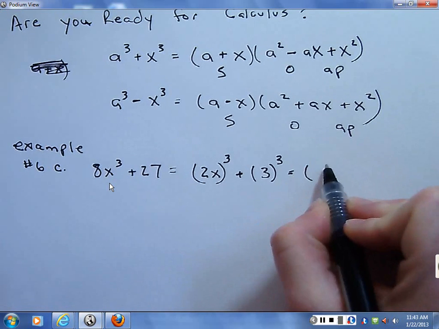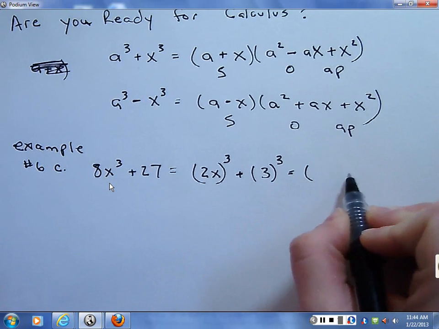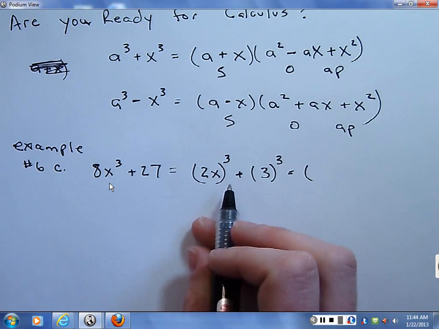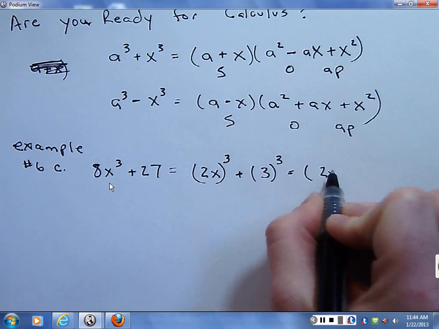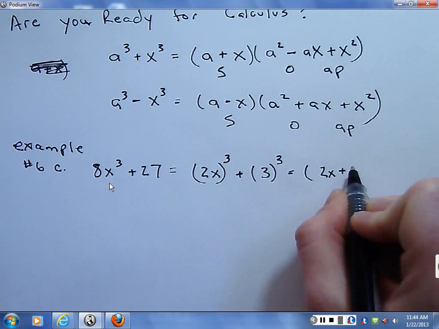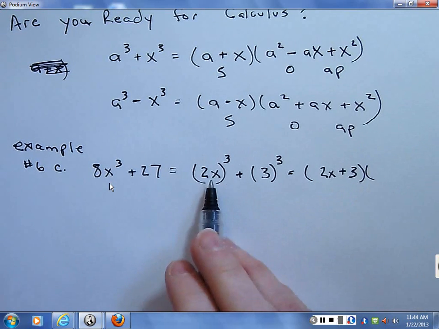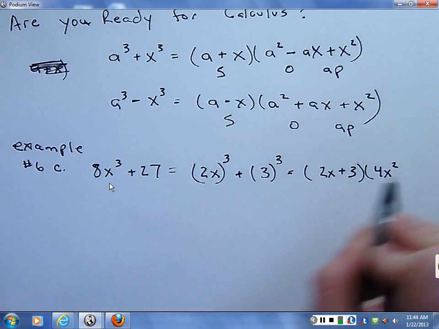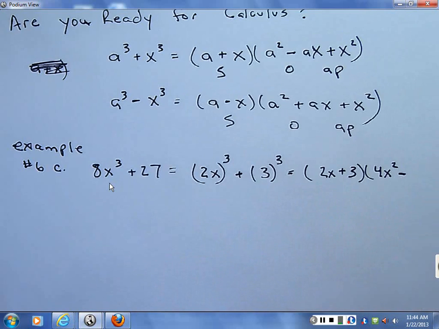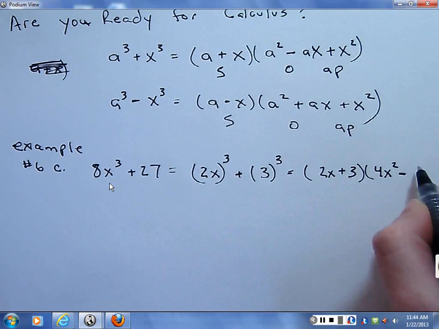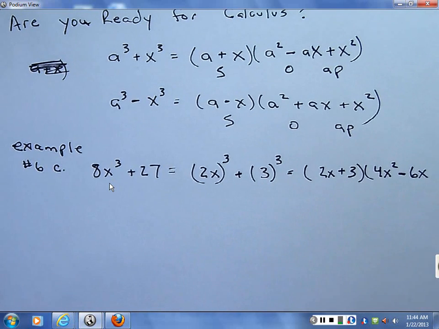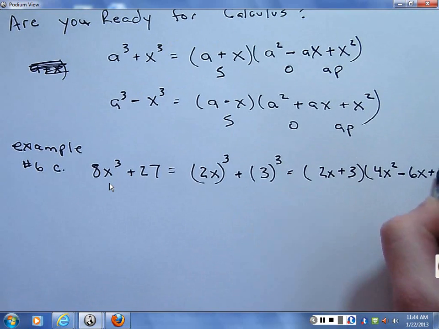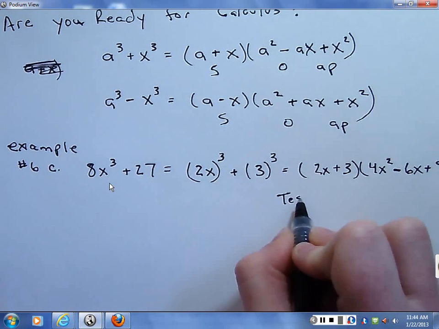So then, how would I factor this? What would I have here? Would I have 2x plus 3 or 2x minus 3? Plus, right, because same. So I have 2x plus 3. So then I need to square the A, so it's going to be 4x squared. Opposite sign, so that's going to be a minus. And then 6x. And then always positive 9. So I can test it by FOILing it out.